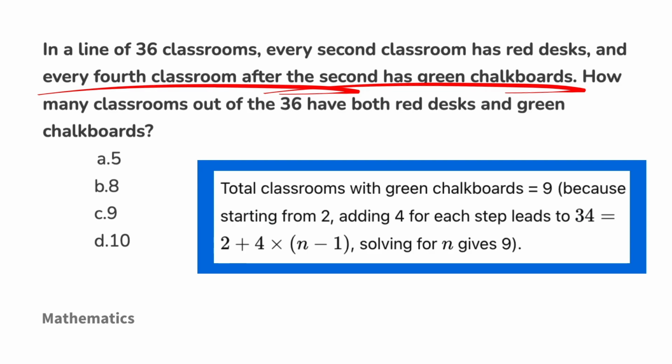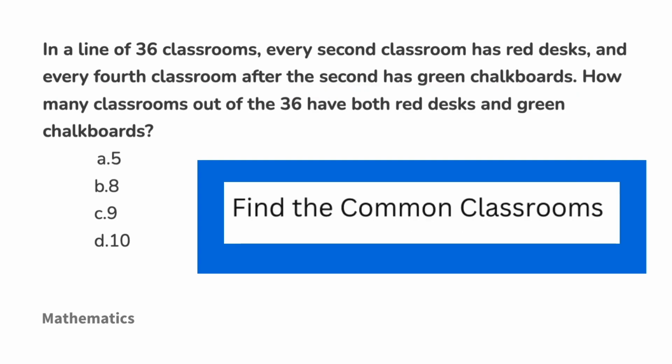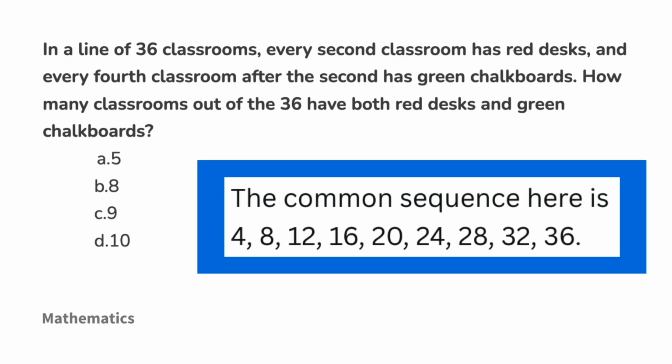All right, and this forms the sequence where we can see that we are adding 4, and now we need to find the common classrooms. So we have found the red desks, the green chalkboards. Now we need to find what's in common, because the question that we're solving for reads, how many classrooms out of the 36 have both red desks and green chalkboards? In order to do this, we'll need to find the common elements in the two sequences. Again, red desks and green chalkboards. Common classrooms will have numbers that are multiples of both 2 and 4. Therefore, the common sequence here is going to be 4, 8, 12, 16, 20, 24, 28, 32, and 36.